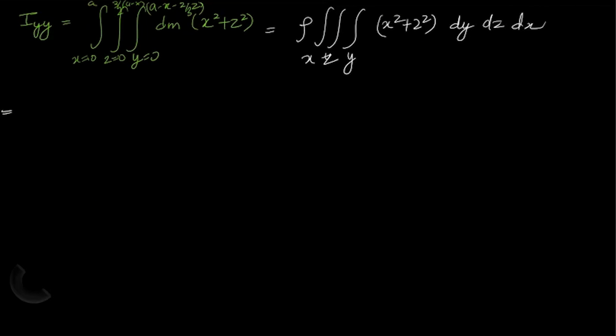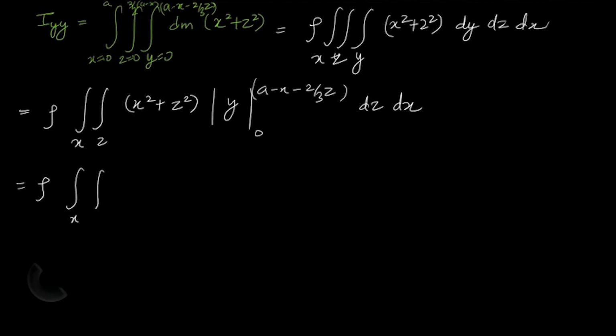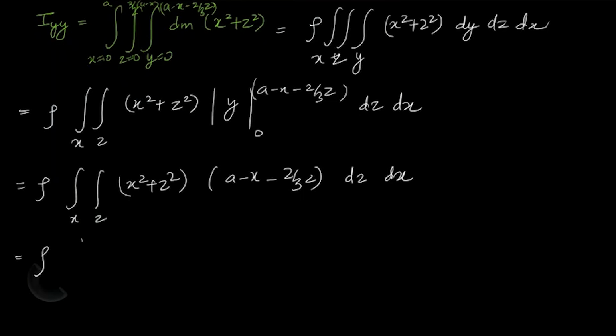So now let's first integrate with respect to y. So it's rho, x and z integrals, then x square plus z square, and the integration of dy is y, 0 to a minus x minus 2 over 3z, and then dz dx. This is rho, x and z integrals, x square plus z square, and then a minus x minus 2 over 3z, dz dx. So let's multiply this.